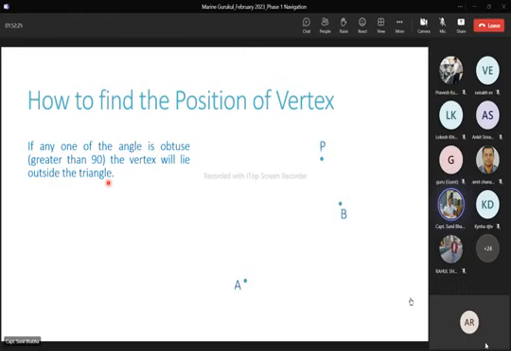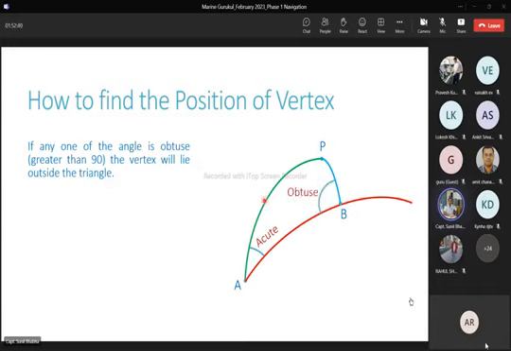Let me show you with a diagram. We have the PAB triangle coming up on the screen. In this case, angle A is an acute angle, less than 90 degrees. But angle B is an obtuse angle. You can see in the diagram, angle B is an obtuse angle. In this particular case, the vertex is going to lie outside the PAB triangle.